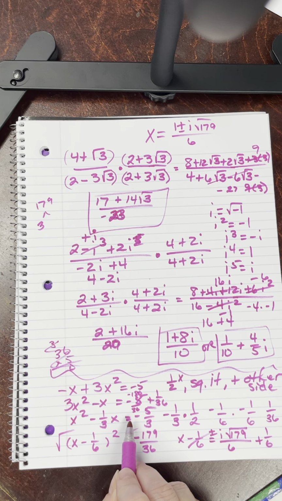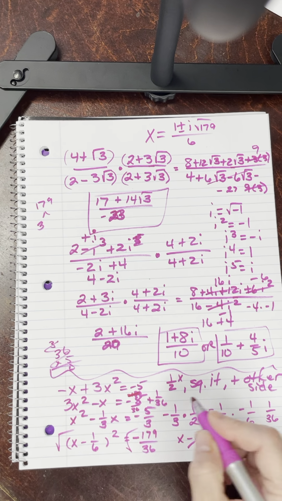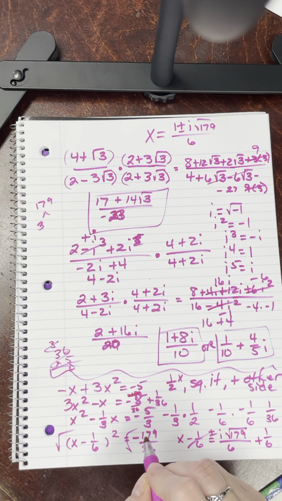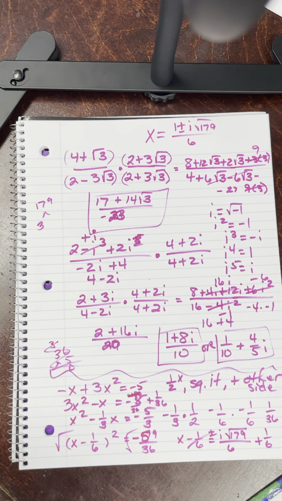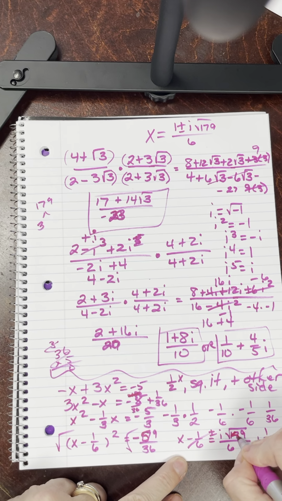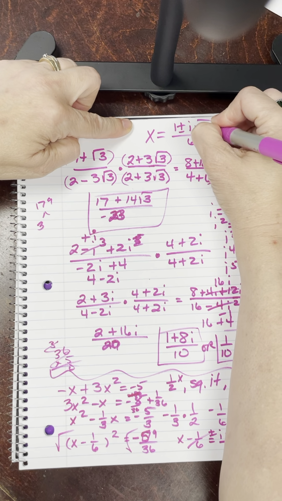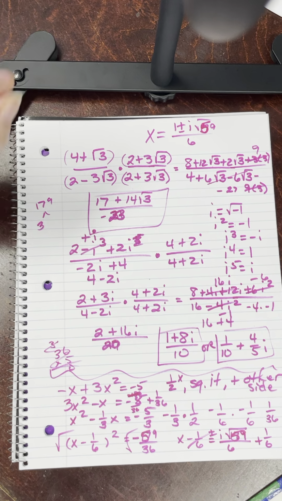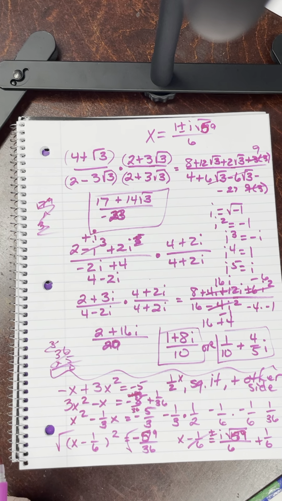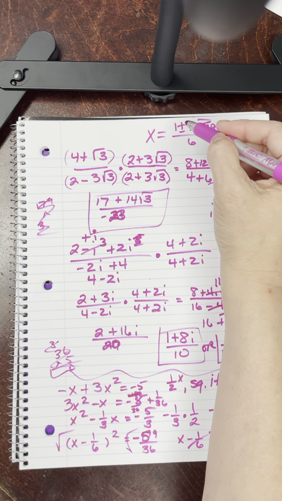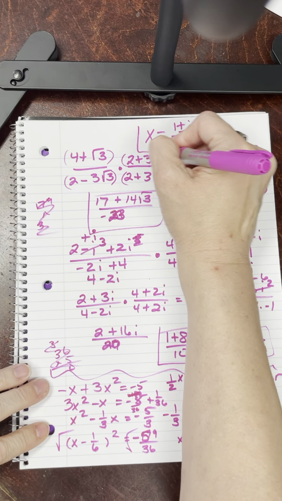3 goes into 36, 12 times 5 is 60. So this top should have been -60 plus the 1, -59. Now we're back. This should have been a 59. And then when I simplified up here, this should have been 59. 59 will not split up at all. So yes, this is my answer, 1 plus and minus i radical 59 over 6.